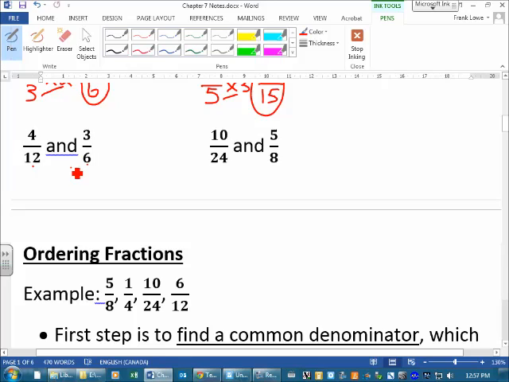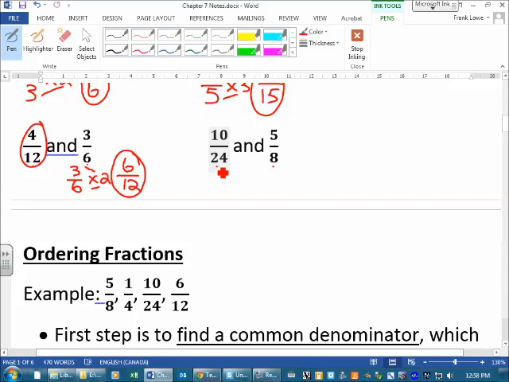You bet. We can take our 3/6 and multiply it by 2. 3 times 2 is 6, and 6 times 2 is 12. Now we have 4/12 and 6/12. Now we can add those together, or whatever we happen to be doing.